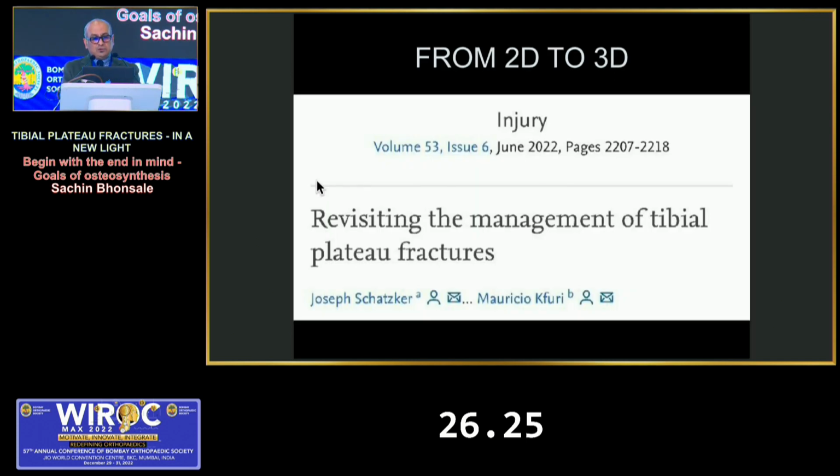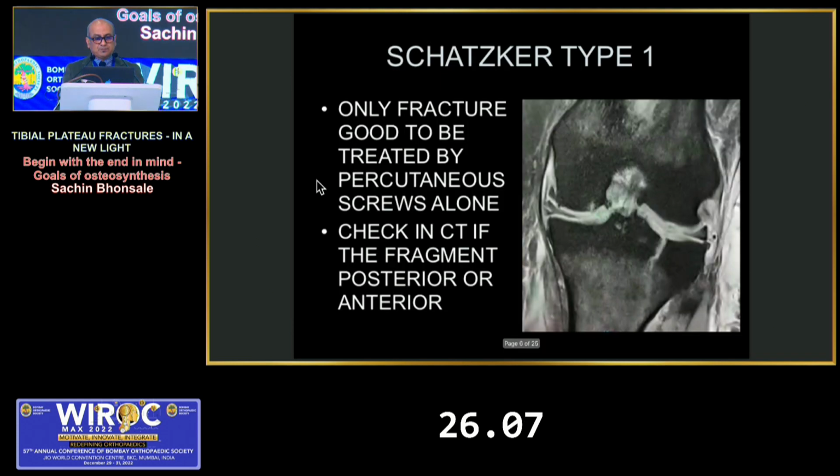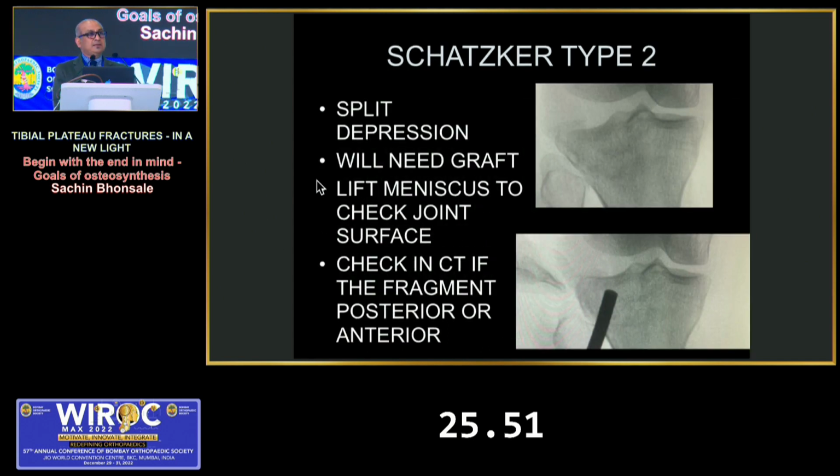Now we have moved from 2D to 3D. Schatzker presented his first classification around 1974, and in 2018, Furi modified the classification along with Schatzker, taking into consideration 2D and 3D views. A Schatzker type 1 fracture is straightforward and perhaps the only fracture amenable to percutaneous fixation with cancellous screws alone. We must check in the CT if the fragment is anterior or posterior. Type 2 fracture is a split depression, and it might need a graft. Not always. In young patients the bone is sometimes good enough not to need a graft.